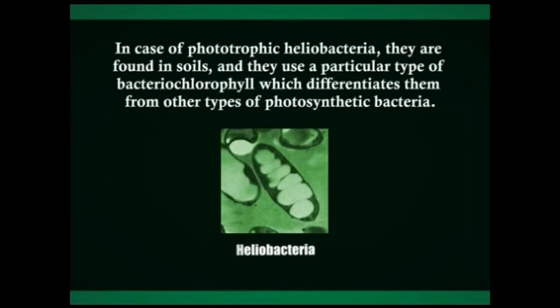Purple non-sulfur bacteria do not release sulfur because instead of using hydrogen sulfide as the reducing agent, they use hydrogen. Phototrophic heliobacteria are found in soil and they use a particular type of bacteriochlorophyll which differentiates them from other photosynthetic bacteria. They are photoheterotrophs, that is, they cannot use carbon dioxide as their primary source of carbon. Green and red filamentous anoxygenic phototrophs use filaments to move around, and the color depends on the type of bacteriochlorophyll the organism uses.